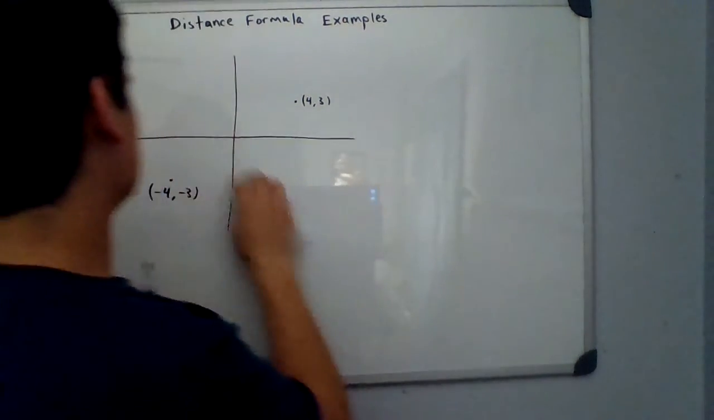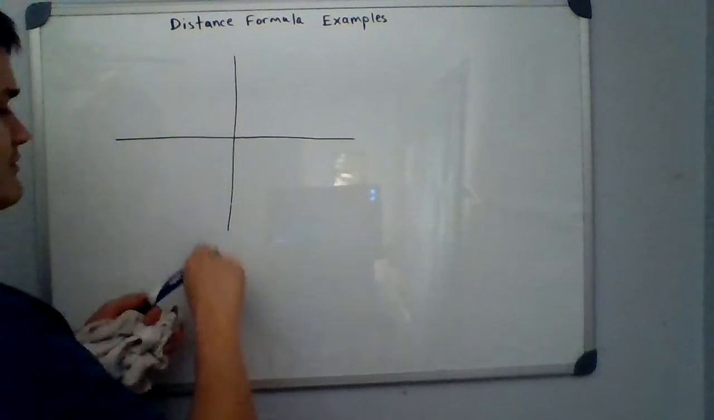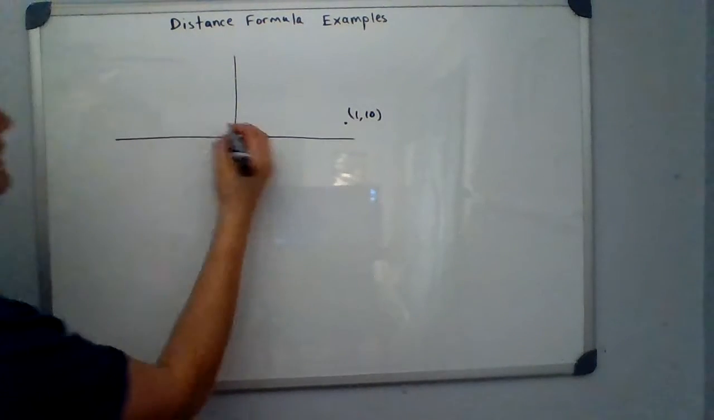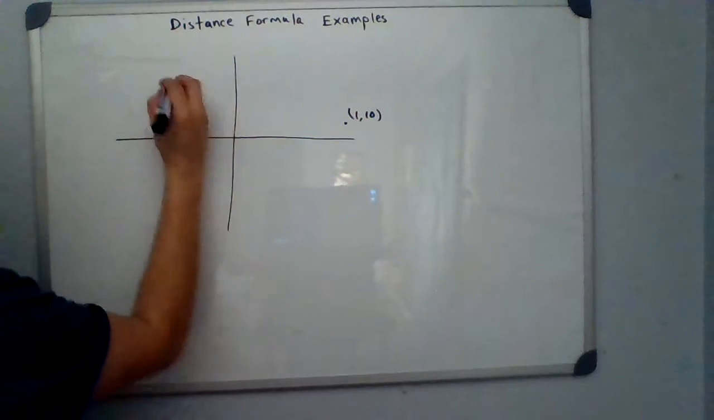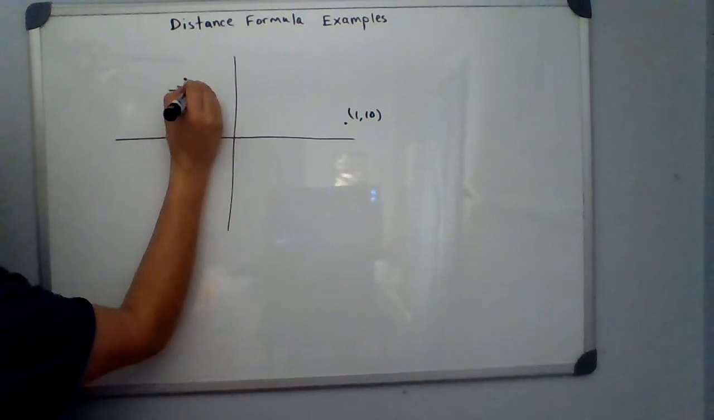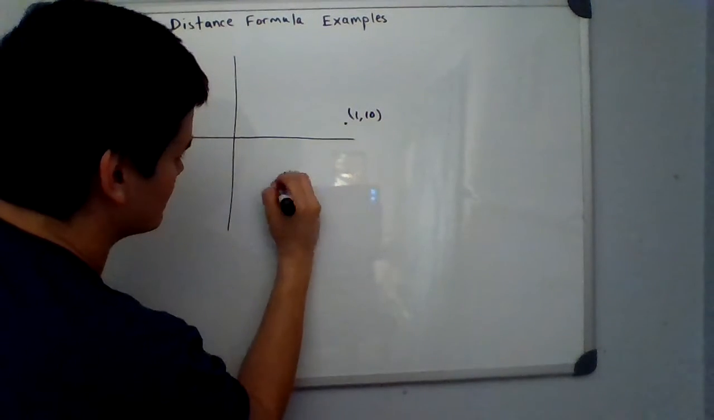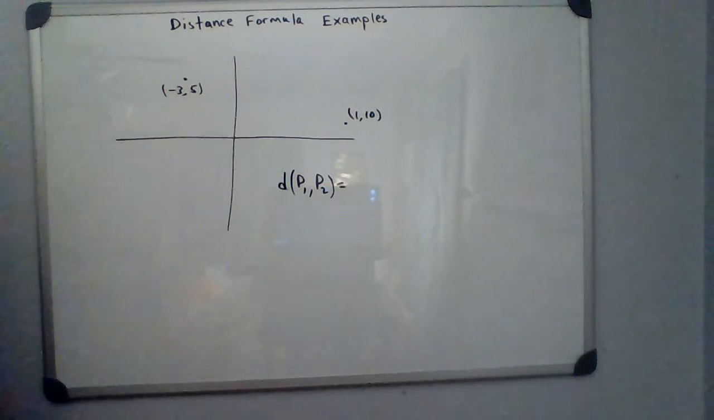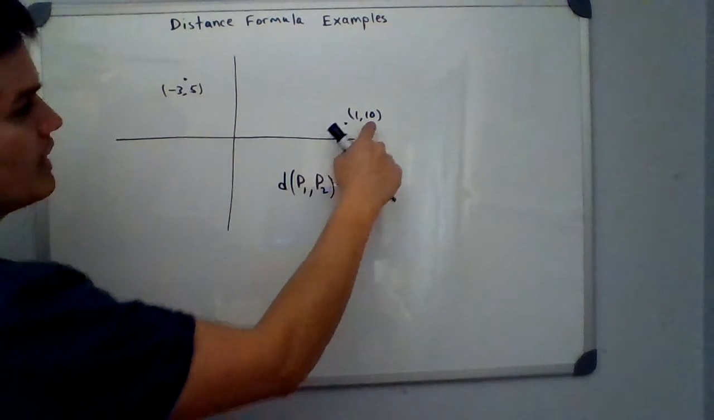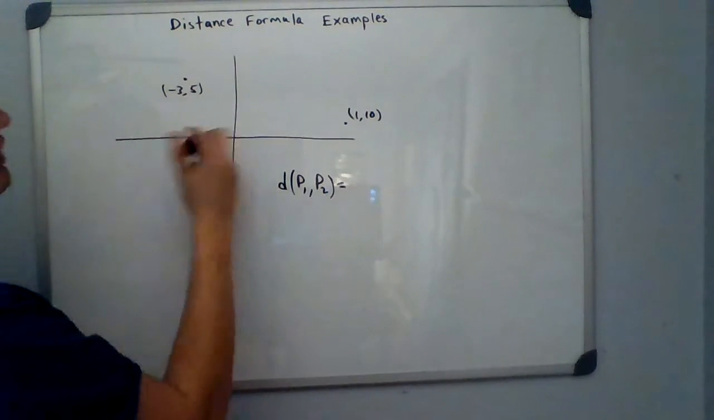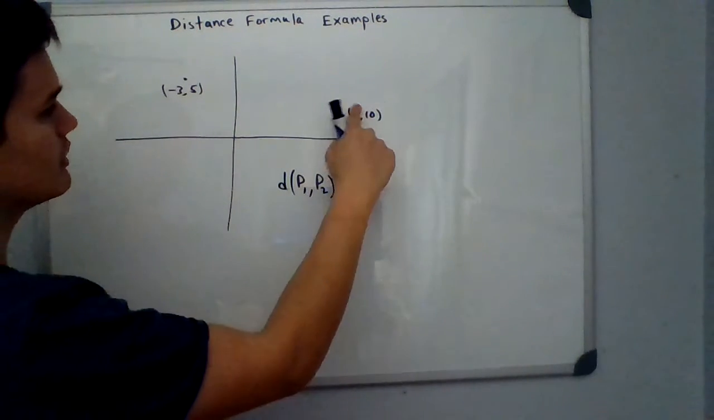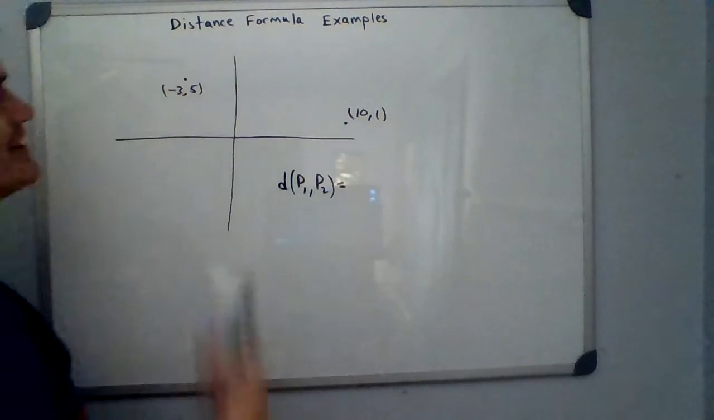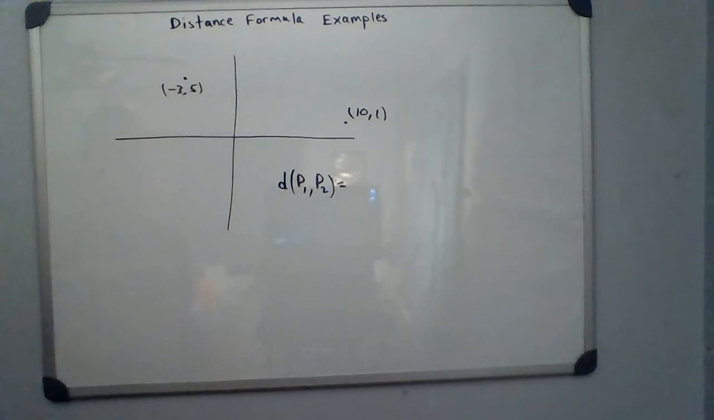So let's do another example. I'm just going to do one more example really quick and then we'll end the video. Let's say I take 1, 10, and then negative 3, 5. Now the distance between these two points, P1 and P2, and actually it doesn't matter which one is P1 and P2. It doesn't matter if I say 5 minus 10 squared. Oh, whoops, this is 10 minus 1 is what I meant to write.